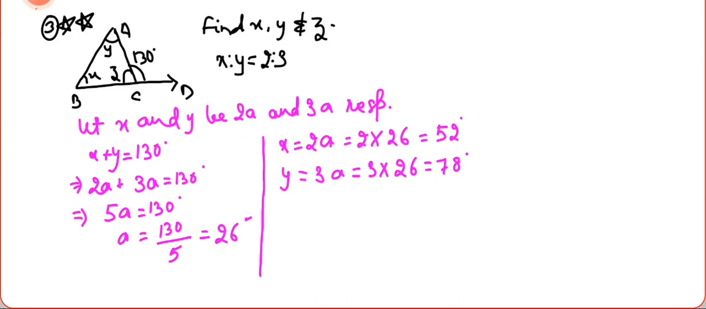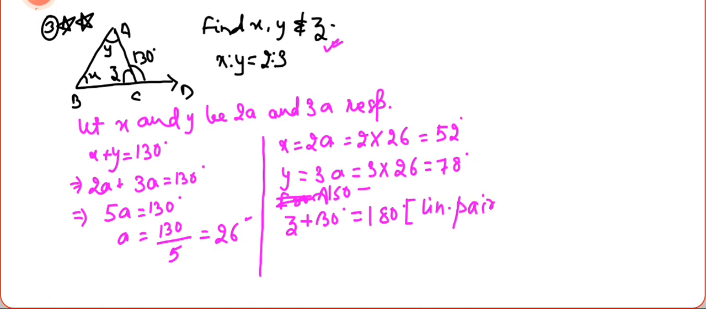And let's move to the second part, that is we are supposed to find the value of Z as well. So from linear pair of angles, we can write it as Z plus 130 is equal to 180 degree due to the linear pair of angles. These are the linear pair of angles. Therefore, Z is equal to 180 minus 130, where Z is equal to 50 degree.